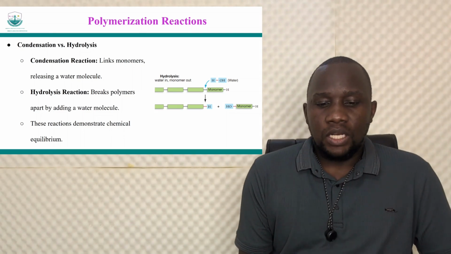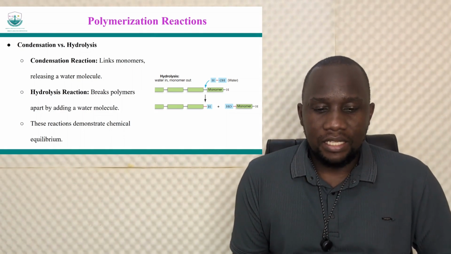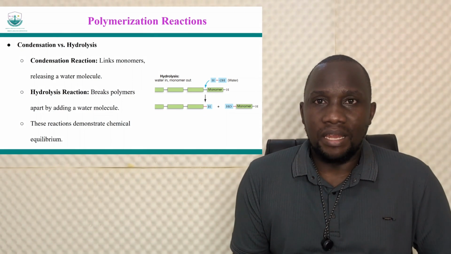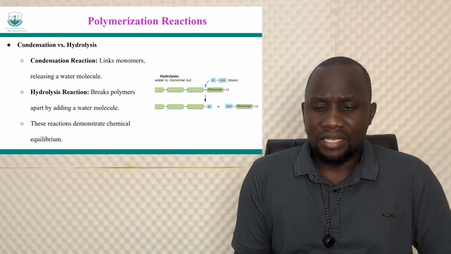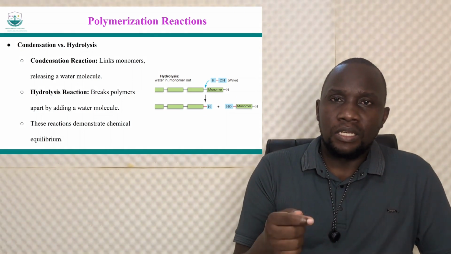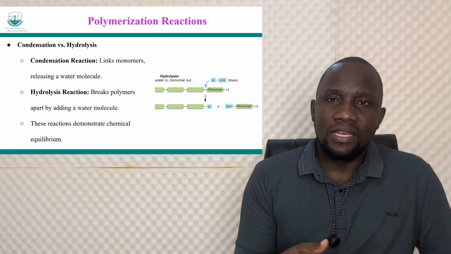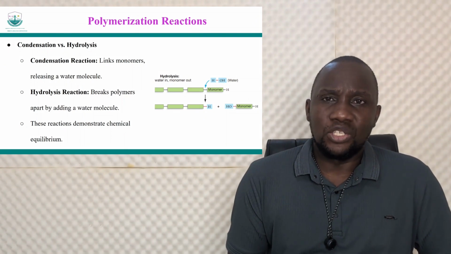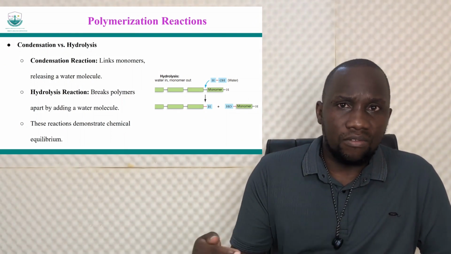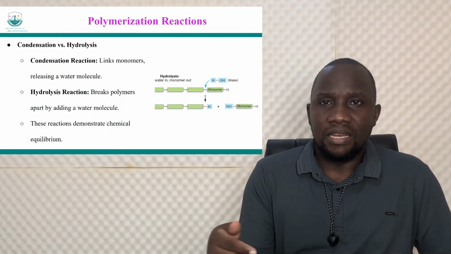Lastly, we are saying here that the reactions are in chemical equilibrium. This means that it is possible to have hydrolysis taking place and then condensation again taking place. So you have forward and then backward.